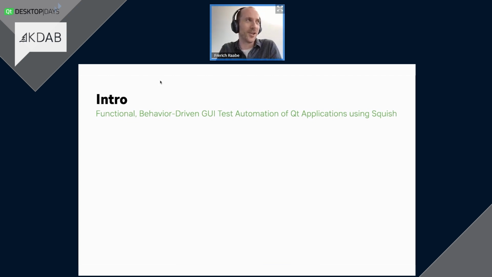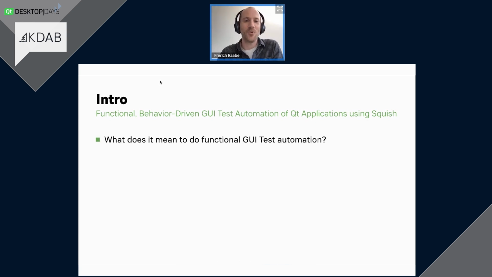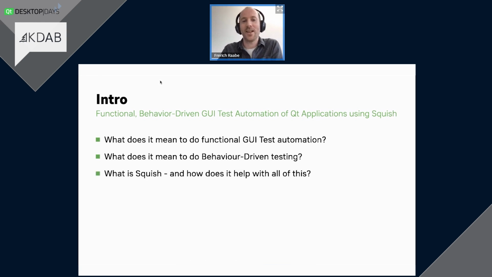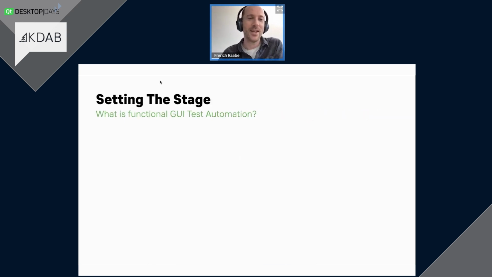Now that's quite a mouthful, I admit, and it may give rise to questions such as what does it even mean to do functional GUI test automation? What does functional mean here? And what does it mean to do behavior-driven testing? That may not seem familiar to you. And finally, what is Squish? And how does it even help with all of this? So before I go ahead and demonstrate it in practice, I think it makes sense to set the stage and address these questions. First of all, what's functional GUI test automation?